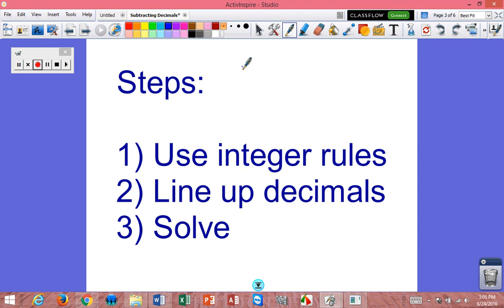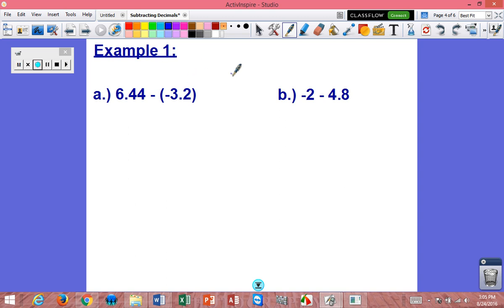Alright, now whenever we are working with decimals, as always, we want to use those integer rules. We want to make sure we line up the decimals, and then we can solve. Alright, so example 1, we have two different subtraction problems.